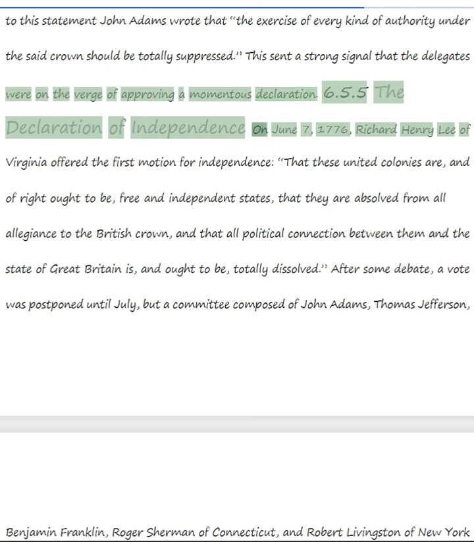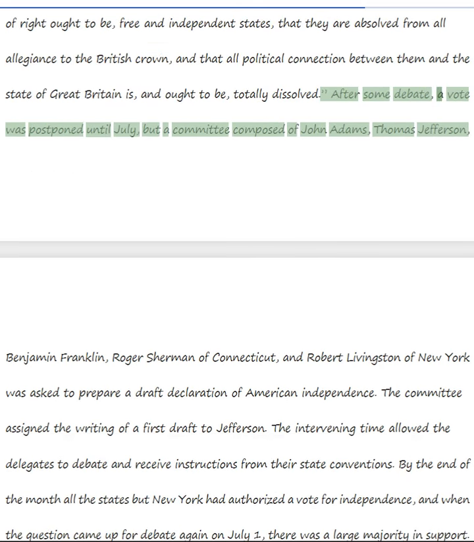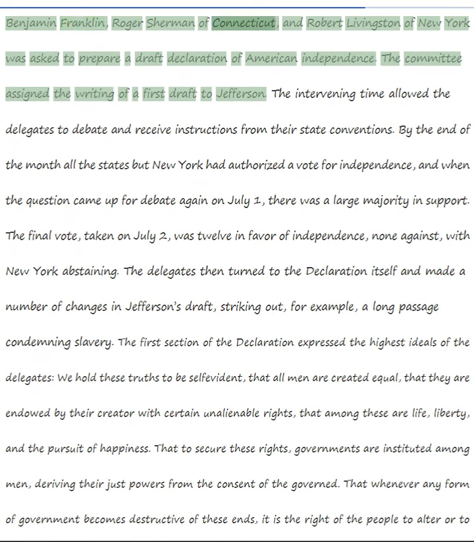6.5.5 The Declaration of Independence. On June 7, 1776, Richard Henry Lee of Virginia offered the first motion for independence, that these united colonies are, and of right ought to be, free and independent states, that they are absolved from all allegiance to the British Crown, and that all political connection between them and the state of Great Britain is, and ought to be, totally dissolved. After some debate, a vote was postponed until July, but a committee composed of John Adams, Thomas Jefferson, Benjamin Franklin, Roger Sherman of Connecticut, and Robert Livingston of New York was asked to prepare a draft Declaration of American Independence. The committee assigned the writing of a first draft to Jefferson.